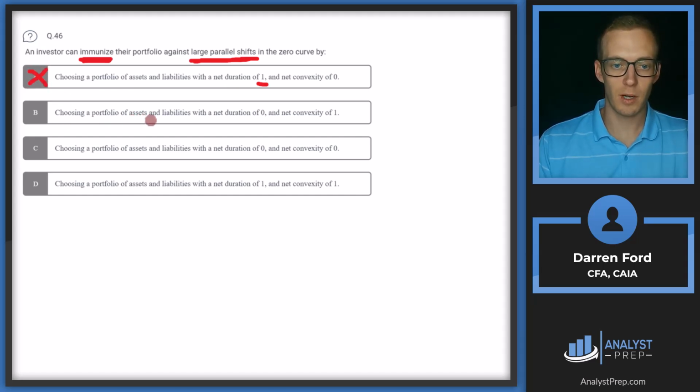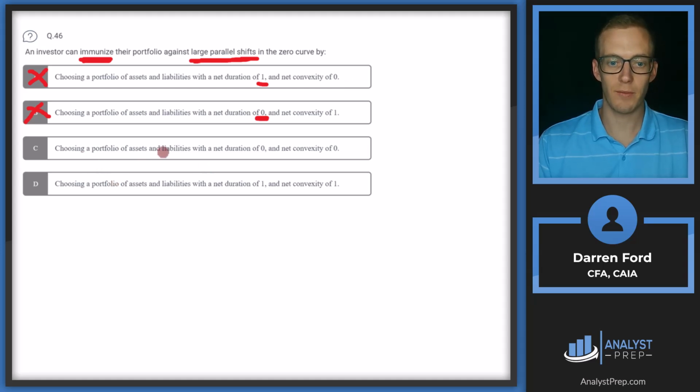B, choosing a portfolio of assets and liabilities with a net duration of 0. Okay, that sounds better. And a net convexity of 1. If we have convexity of 1, we're going to have interest rate sensitivity as well. Duration and convexity are both measures of interest rate sensitivity. Convexity measures that nonlinear portion. So if we have exposure there, we are still going to have sensitivity there. So I think we can rule that out. And it tells us that we want to be looking for an answer where we have 0 for both of these.